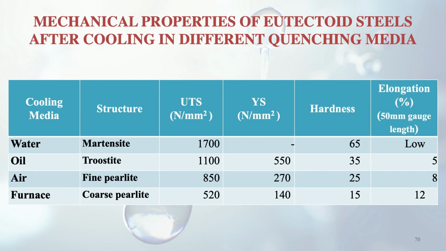And further, if you see with the oil, the ultimate tensile strength is lower than with water quenching. It is only 1100 Newton per millimeter square. Why is it so? Again, you have read in the course, in the compression test in the second module, that compressive ultimate strength is higher for many materials than the tensile ultimate strength.